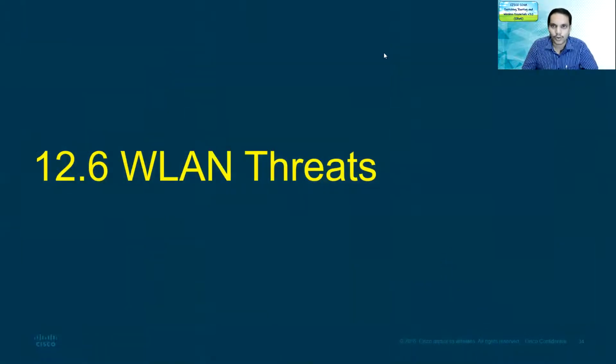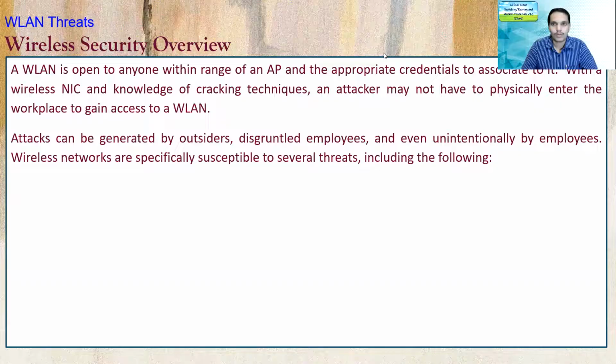So let's talk about WLAN threats. Now we talked about the introduction to wireless communication, what the different frequencies are, and then we spoke about the different components that we have for WLAN, and we also spoke about the channel management of a WLAN. Now we have come to the part where we need to talk about WLAN threats, because it's an open network. Wireless means open. Anybody who has a receiver has the capability to receive the signals when they are tuned to the same frequency. So let's talk about WLAN threats.